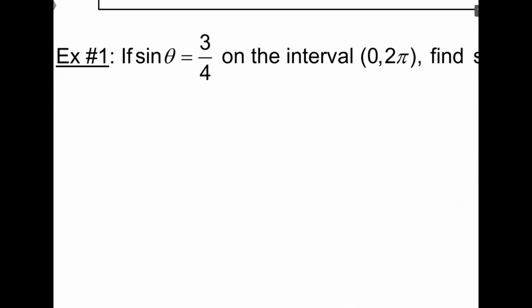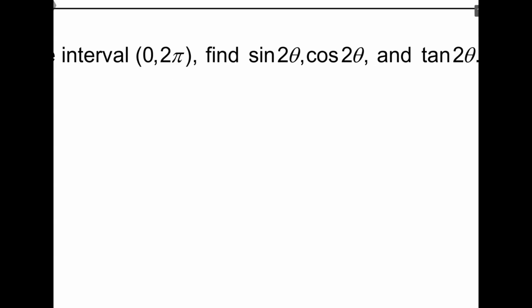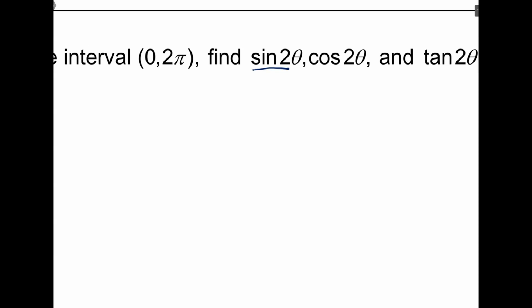Okay, let's do this first example, because this sounds like a lot of nonsense. If sine of theta is 3/4 on the interval 0 to 2 pi, find sine of 2 theta, cosine 2 theta, and tangent 2 theta. We're looking for the double angle identities.